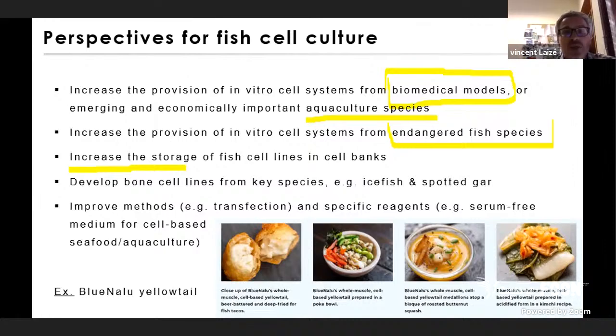I will not talk about that because I don't have time. It would take too much time. I talked about an effort in improving the provision of in vitro cell systems from fish, but we should also make an effort to improve the methods. Here I mention transfection. It is true that the fish cell lines, and in particular the bone cell lines, are very hard to transfect. Transfection is the delivery of DNA inside the cells. This is a clear limitation, for example, for functional genomics, when you want to study the function of the genes.